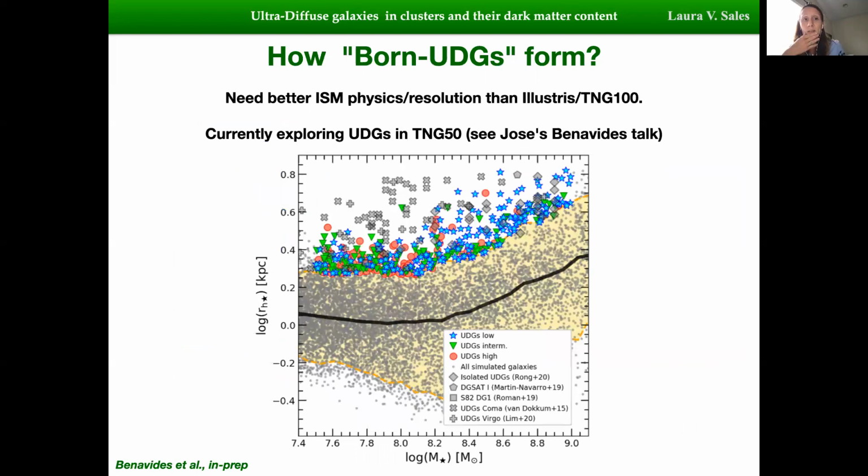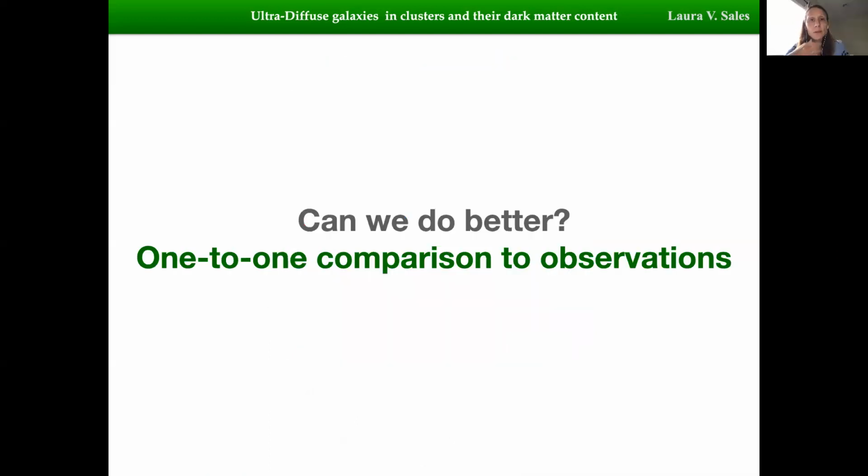Now, of course, the question is, that's great, but we didn't answer the question of how born UDGs form, and that is correct, and we couldn't do it based on Illustris or TNG 100, but we are now looking into TNG 50, which has much better resolution and a better ISM treatment for dwarf galaxies. And the good news is there is a population of UDGs that seem in reasonable agreement with the observations. And this is a work that Jose Benavides just introduced a bit in the video before, and we are writing up at the moment.